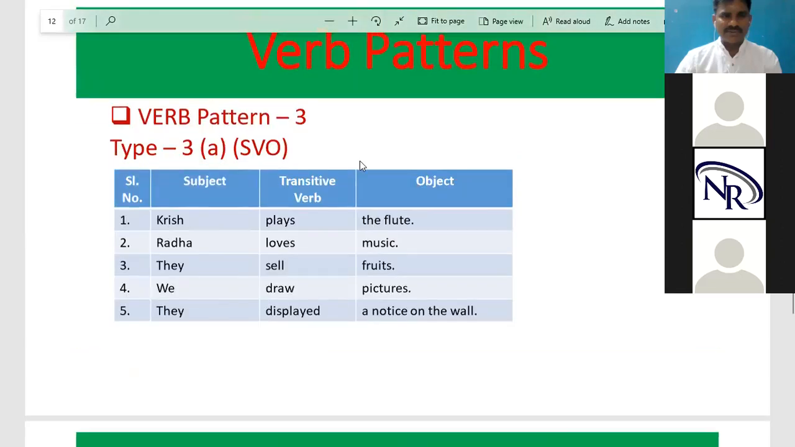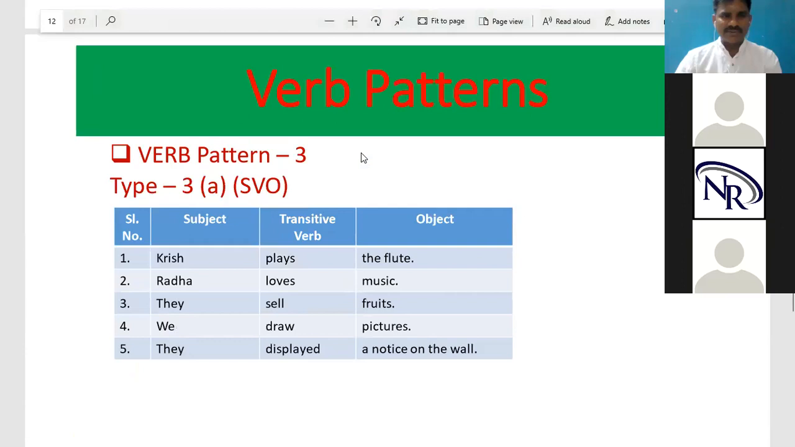Next. This is the common structure, the SVO structure. This is the commonly used structure. Subject, verb plus object. Transitive verb. If it takes an object, that is a transitive verb. Krish plays the flute. Plays what? The flute. So plays is a transitive verb. Radha loves music.